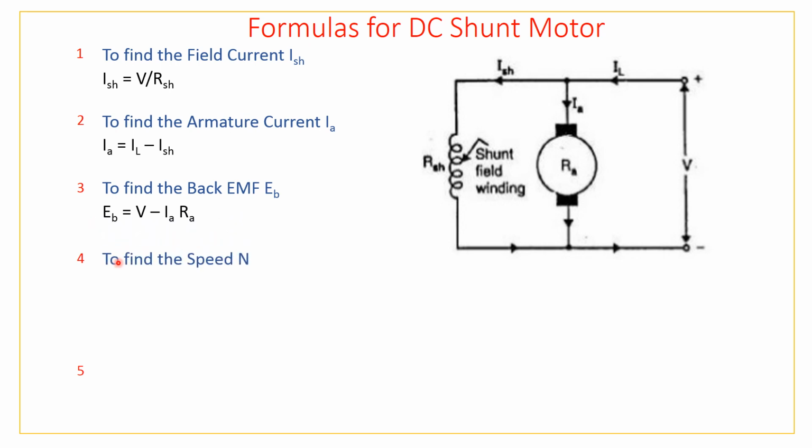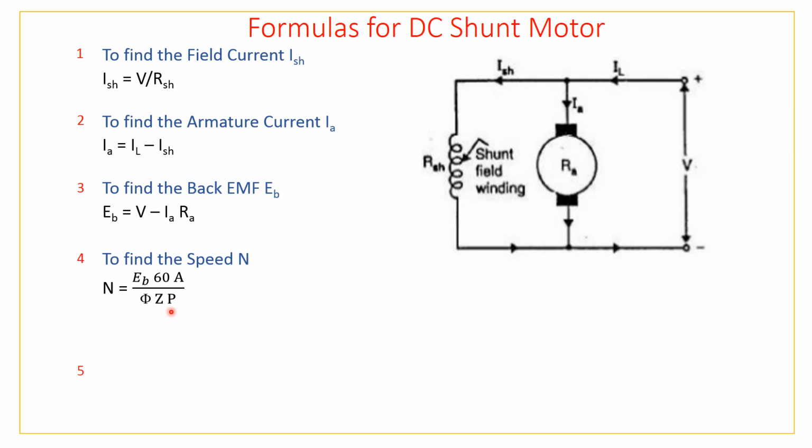The next thing is to find the speed. Generally in the question all the terminologies will be given and finally they will ask to find the speed and torque of the DC shunt motor. This is our main aim, to find the speed and torque. To find the speed and torque, we must find ISH, IA and EB. Remember this. To find the speed N, we must use the formula N is equal to EB into 60A by ΦZP. I hope everyone remembers the EMF equation of the DC generator.